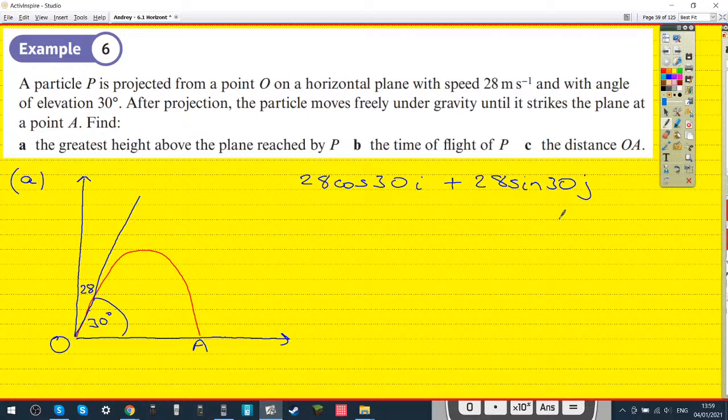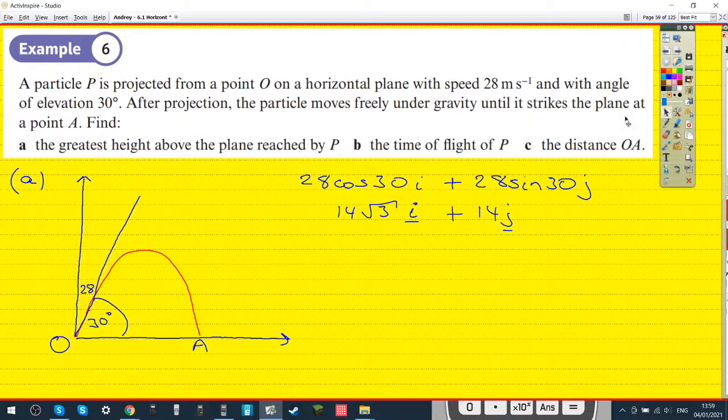See if it gets simpler. And so now, I got 14 root 3 I. Okay. Plus 14J. Okay, great. Plus 14J.